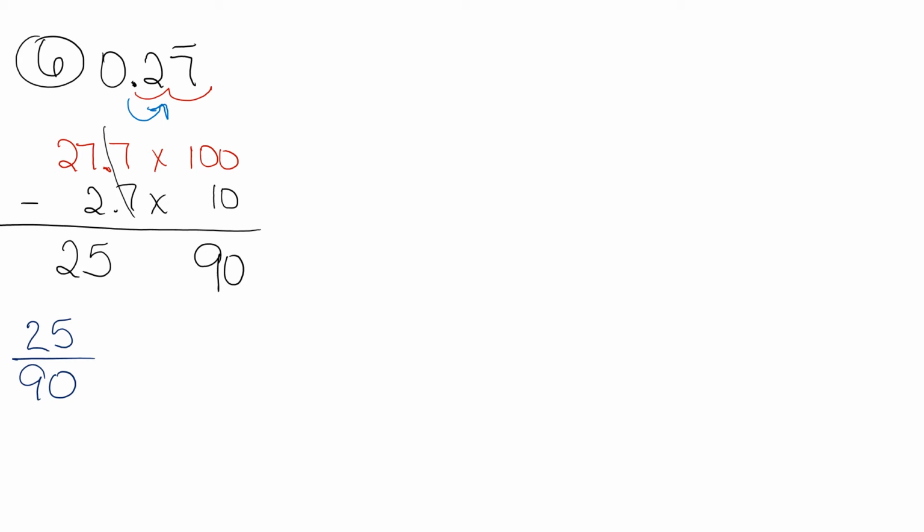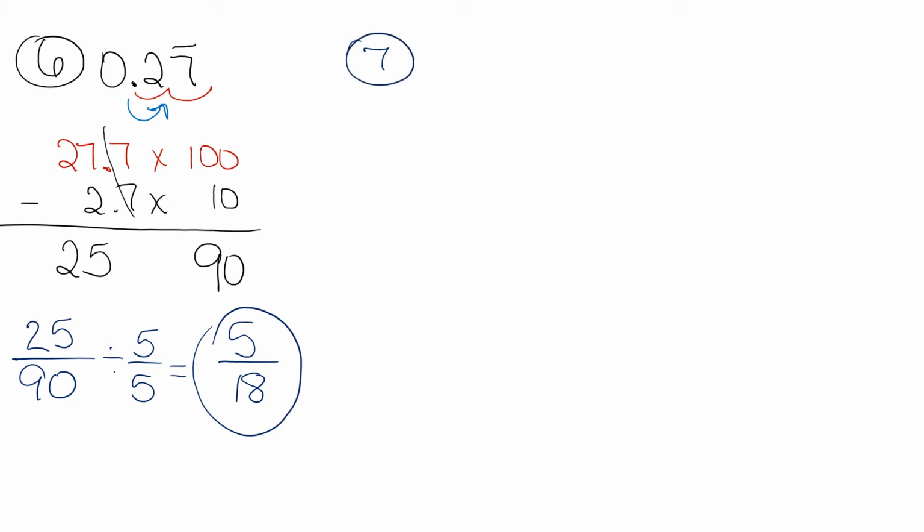And we need to reduce, so we're going to divide by 5 since they end in 5 and 0. 25 divided by 5 is 5. 90 divided by 5 is 18. And that's in simplest form, so you are finished. Number 7.